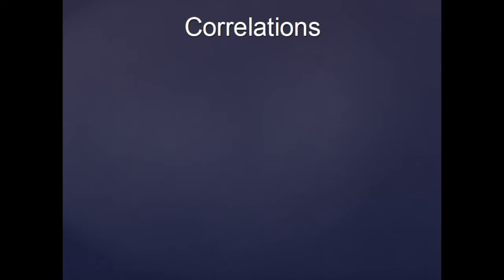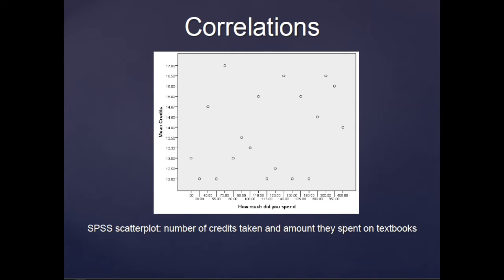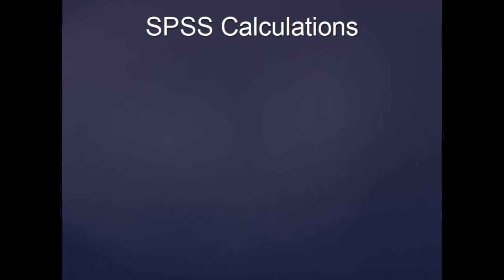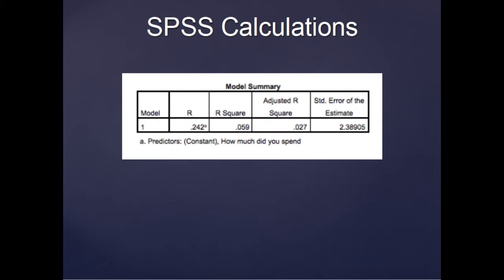We also created a scatter plot using SPSS to compare the number of credits taken by a student to the amount they spent on textbooks this term. The scatter plot's visual representation of the data did not reveal any patterns within the dataset. To be sure that the number of credits did not correlate with how much students spent on books and supplies, we decided to also run a linear regression using SPSS.